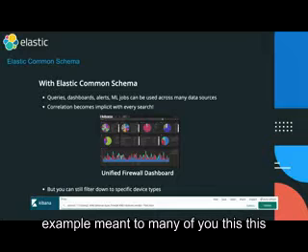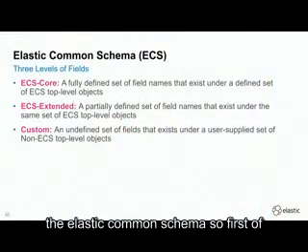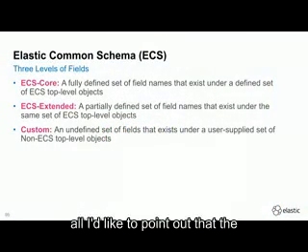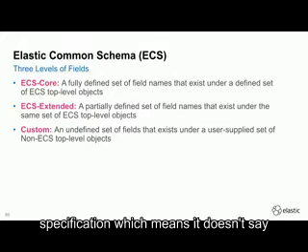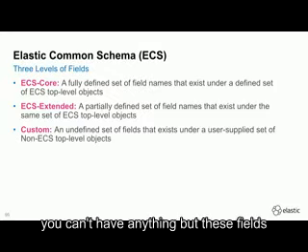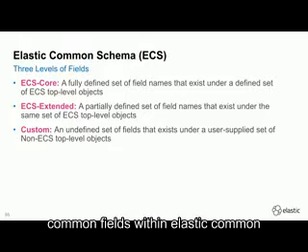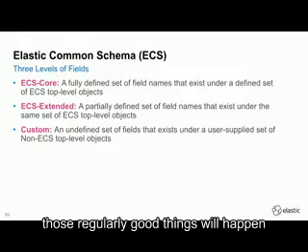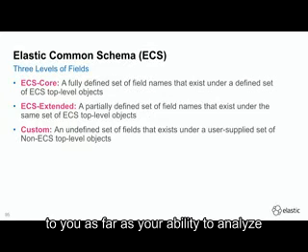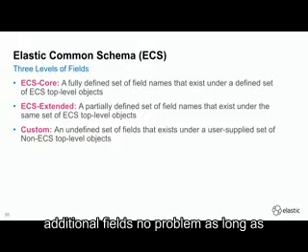So this is just a very simple example. To many of you, this is obvious, but this is the primary motivation behind the introduction of the Elastic Common Schema. First of all, I'd like to point out that the Elastic Common Schema is an inclusive specification, which means it doesn't say you can't have anything but these fields. Instead, what it says is these are the common fields within Elastic Common Schema. If you populate those and use those regularly, good things will happen to you as far as your ability to analyze and visualize data. But if you've got additional fields, no problem.